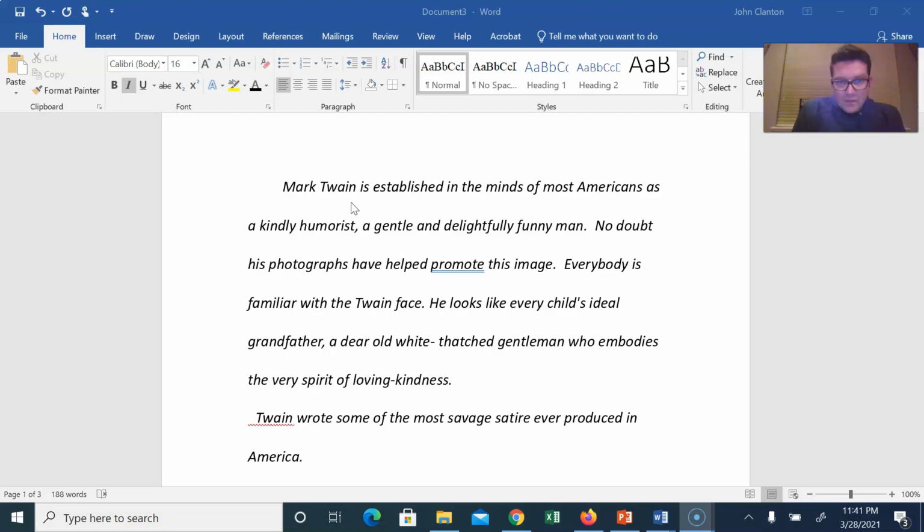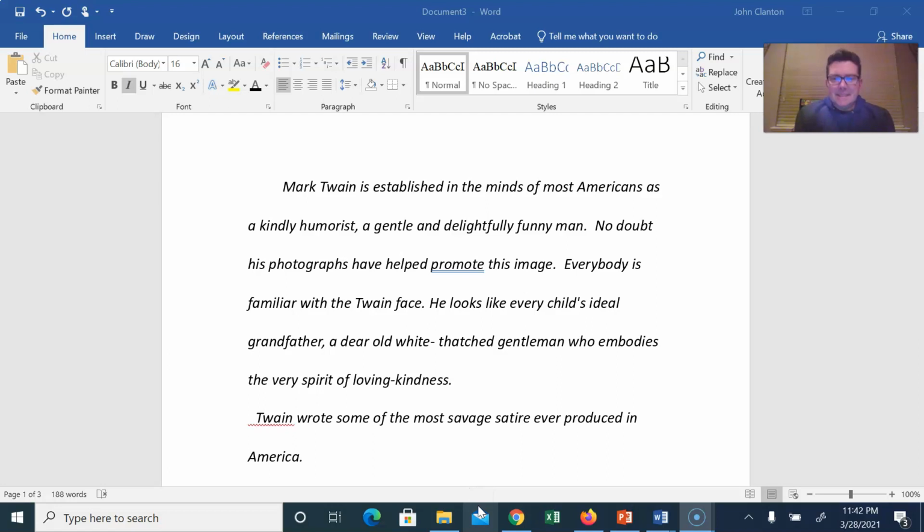And there are a lot of photographs of Mark Twain, many of which show him when he was much younger, but this particular paragraph here kind of reminds me of the Kentucky Fried Chicken dude, right? Colonel Sanders, white hair, just friendly, right? Almost like a Santa Claus type figure. Okay, so notice the next sentence. If we were going to start the paragraph with the next sentence, well, let me read it aloud. Twain wrote some of the most savage satire ever produced in America.